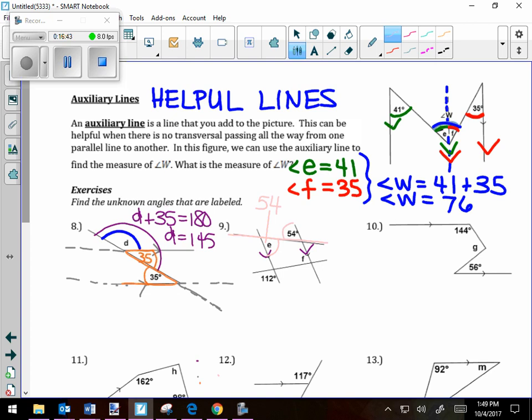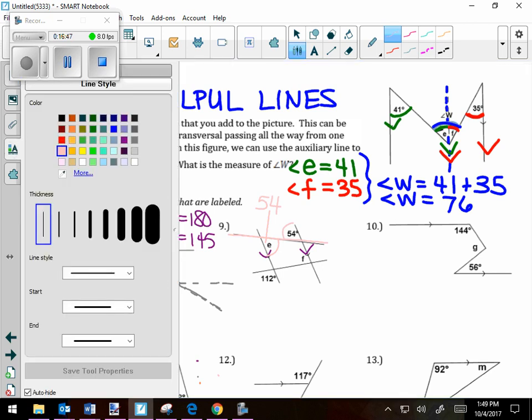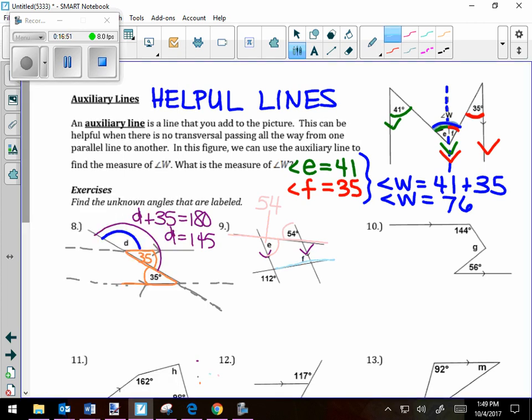So angle E is very easy to find. Angle F is on a different transversal. Angle F is on this transversal, and so is the 112.